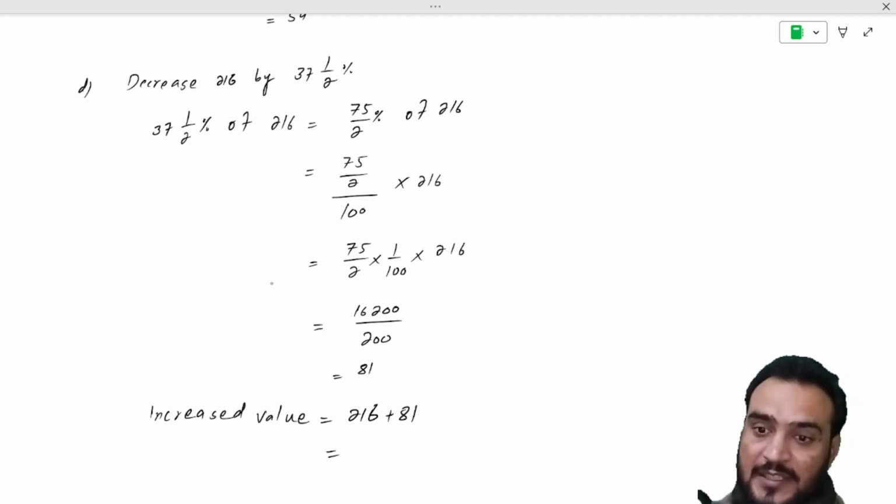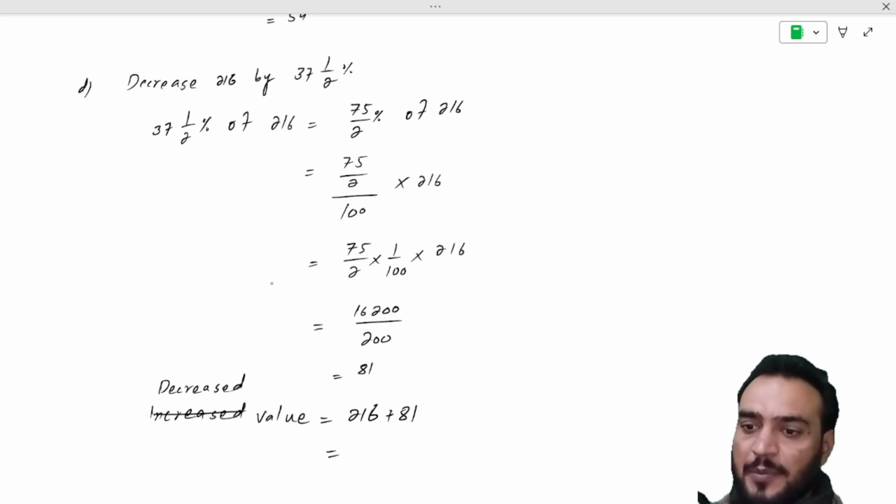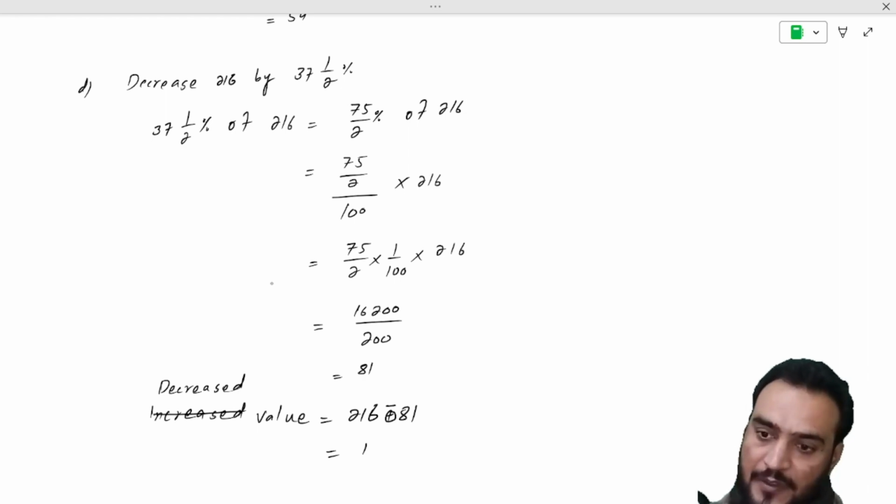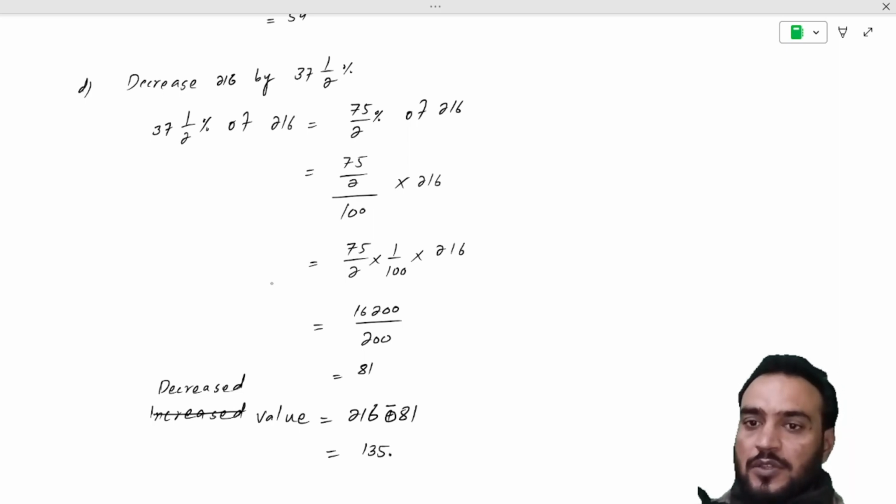Sorry, we have to decrease it. So this is not increased, it is decreased value. For decreased value, we will subtract this percentage from 216. We will subtract 81 from 216 and then we get 135. So this is part D and question number 1 is finished.